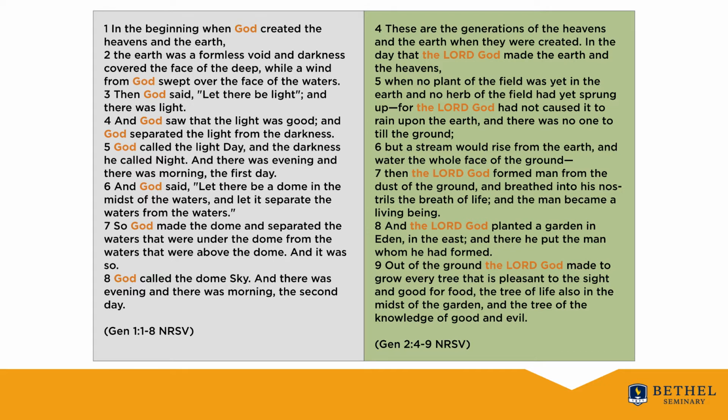Complexities of the literary phenomena in the Pentateuch reveal that it has gone through a long history of transmission and growth. For example, in Genesis chapter 1, verses 1 to 8, the divine name God is used. But in Genesis chapter 2, verses 4 to 9, the divine name, the Lord God, is used.